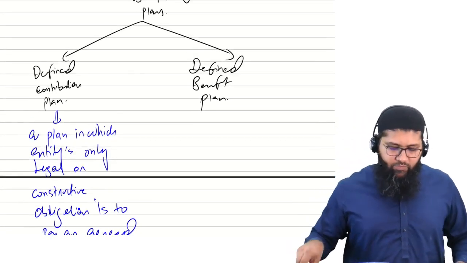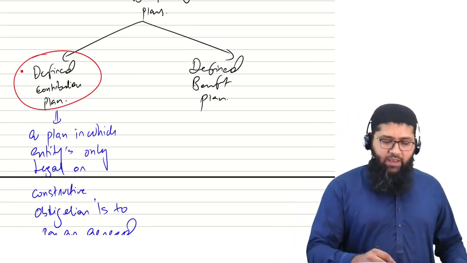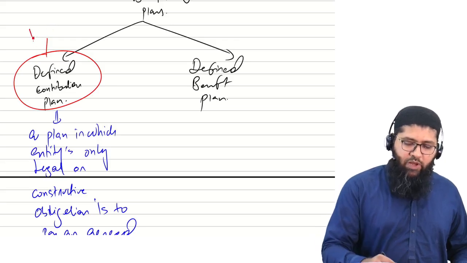Now try to understand. The example of a defined contribution plan is the Provident Fund.